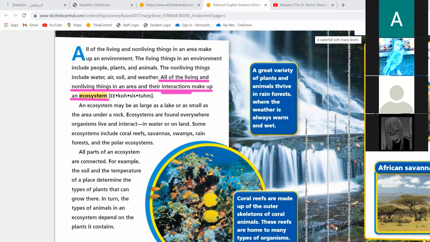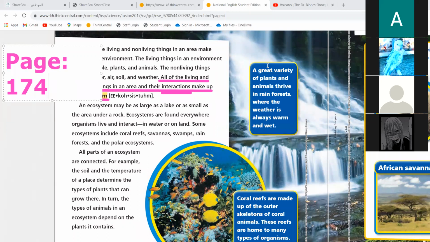All the living things and non-living things in one place and how they interact. Talk to me about it. Yes, Fatima, tell me. Miss, but there is no desert in the page. I know. I'm telling you an example from outside the book.